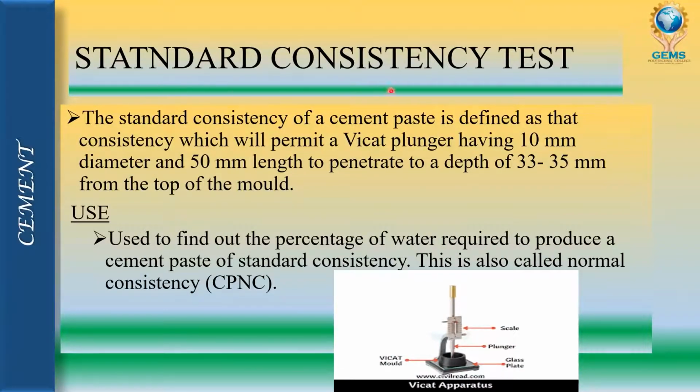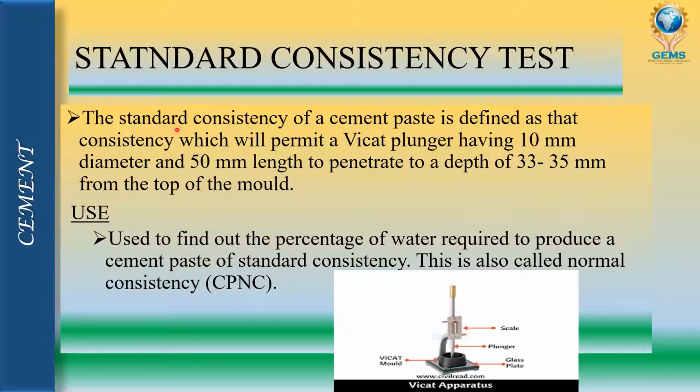Standard consistency test. It is used to determine the consistency, because the amount of water affects the setting time of cement. The standard consistency test is used to find out the percentage of water required to produce cement paste of standard consistency. It is also called normal consistency. Let us see what the standard consistency of cement paste is.